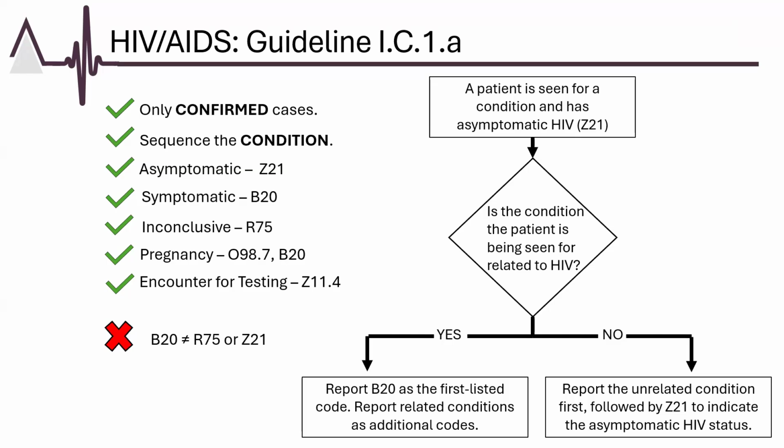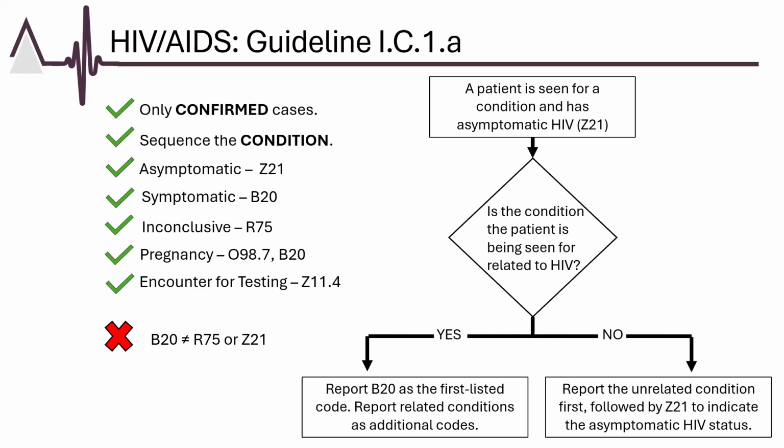In essence, once a patient has been diagnosed with HIV or HIV-related illnesses, B20 is all you'll use, and you should never assign R75 or Z21 to that patient again. So I'll say that again. Once a patient has been diagnosed with HIV illness, B20, then you should never assign R75 or Z21 to that patient again.